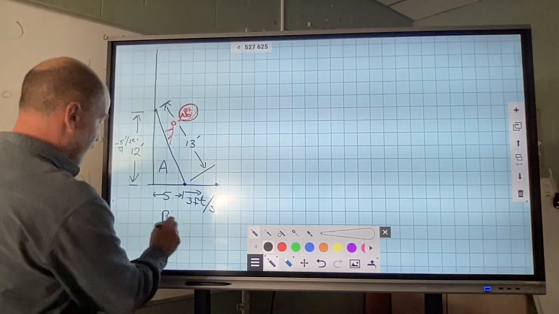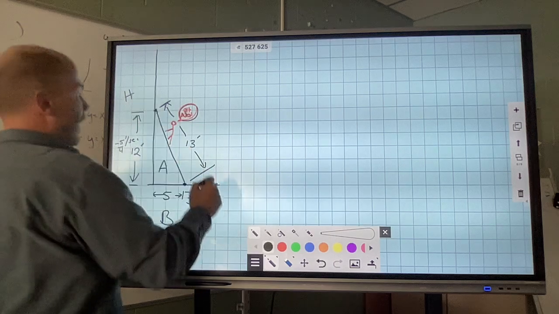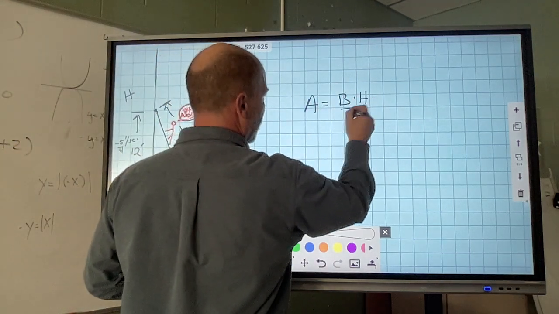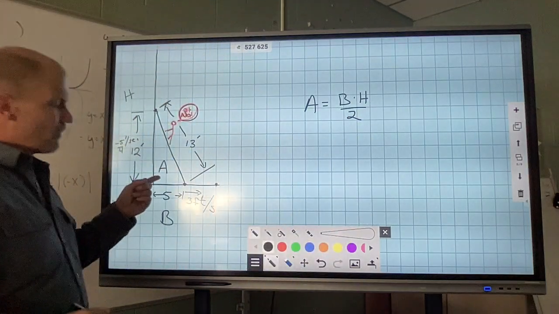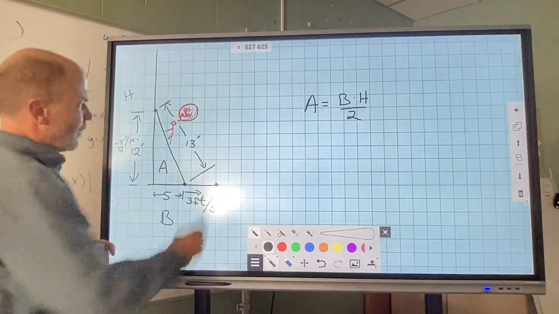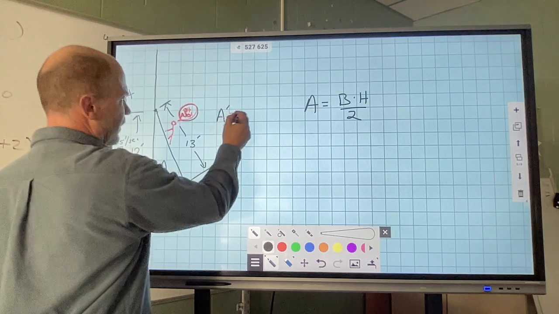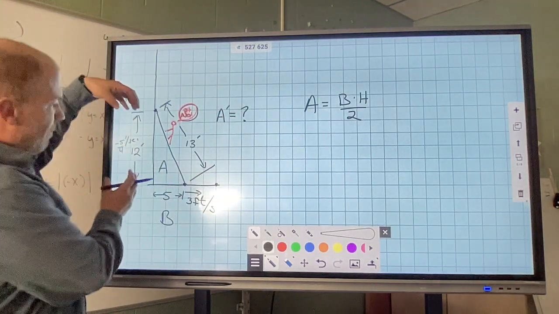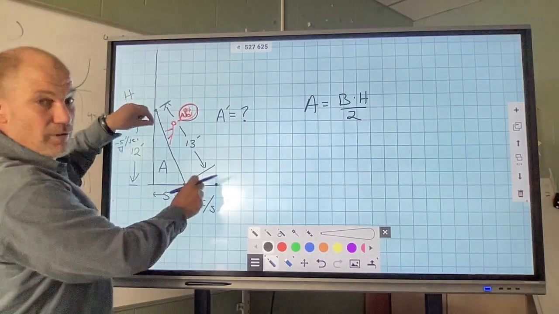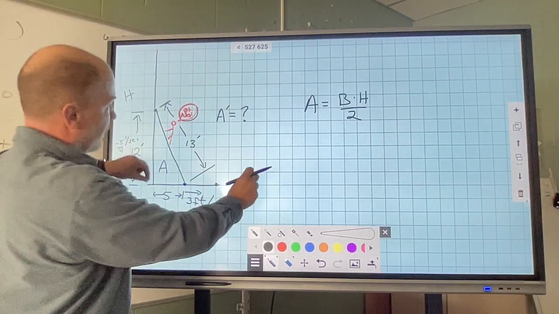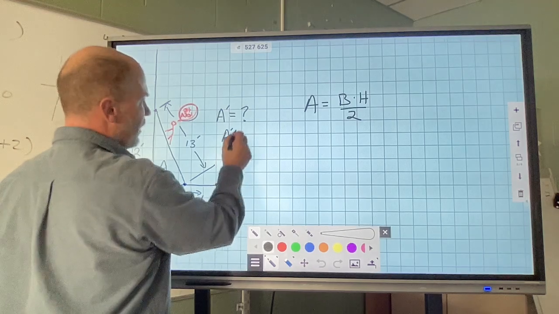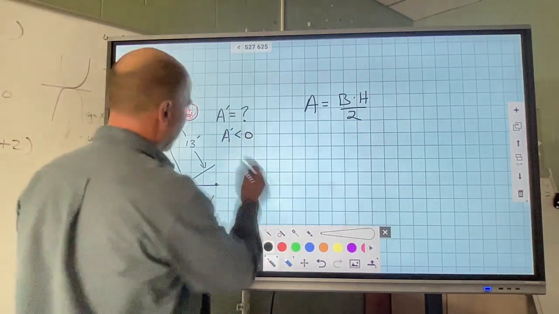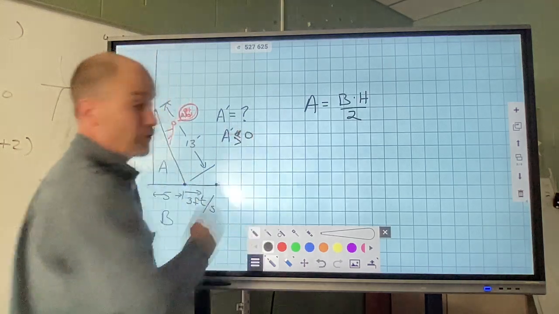So we're going to call this base, we'll call this height, and we know that area equals base times height over 2. We're wondering how this area is changing. So what we're trying to do is find A prime, and you might be able to intuit that A prime is going to get bigger until this becomes a 45, 45, 90 triangle, and then it'll start getting smaller. So we know that A prime should be less than 0, should be negative. I'm sorry, I said that backwards. It is getting bigger, it should be greater than 0.